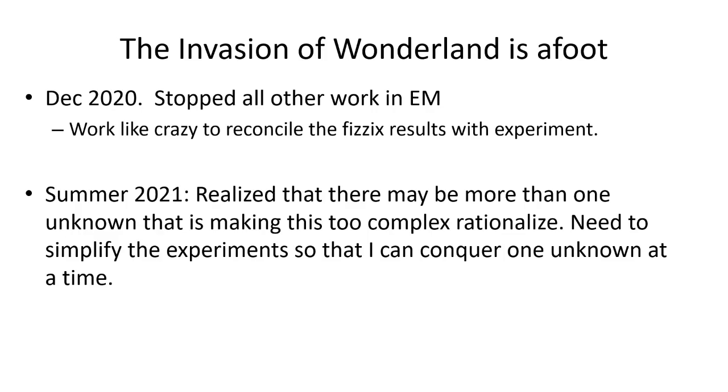I stopped all the work in Ethereal Mechanics temporarily, of course. I've been working like crazy to reconcile the physics result with experiments, going nowhere. So in the summer of 2021, I realized that there may be more than one unknown making this too complex to rationalize. So I need to divide and conquer. In other words, I need to simplify the experiments into smaller pieces so that I can uncover each of the effects separately.